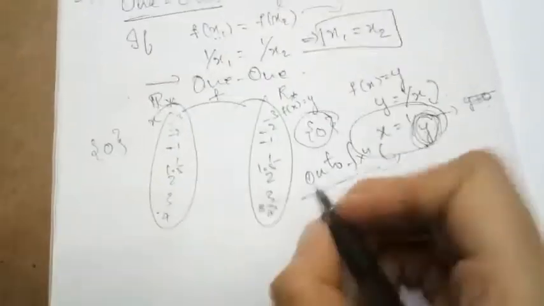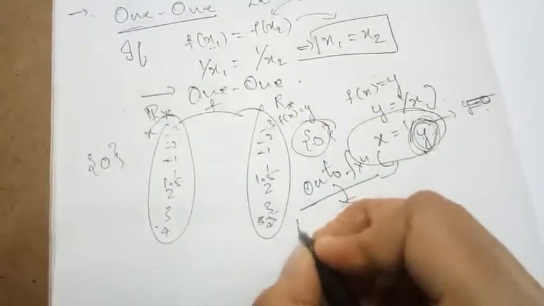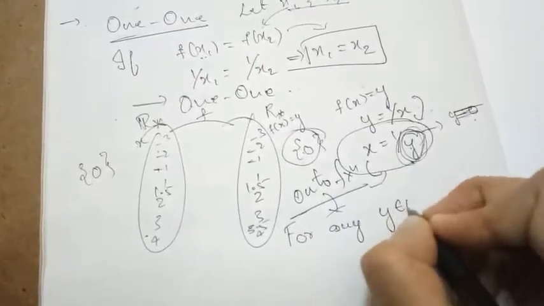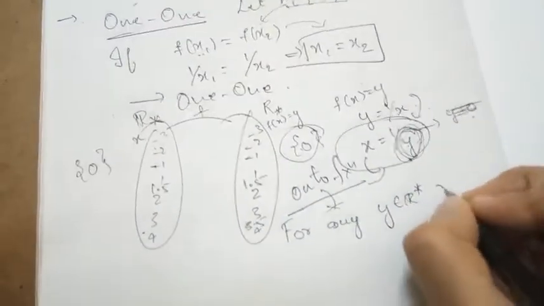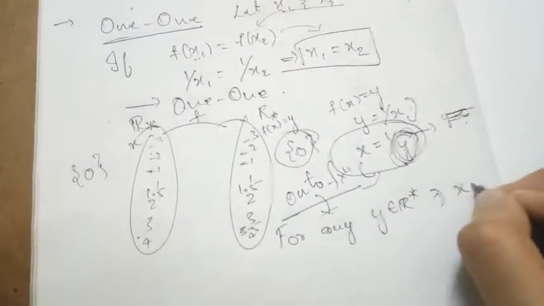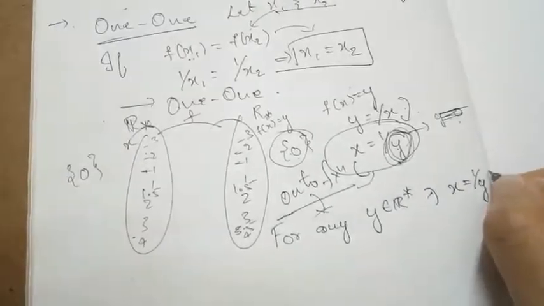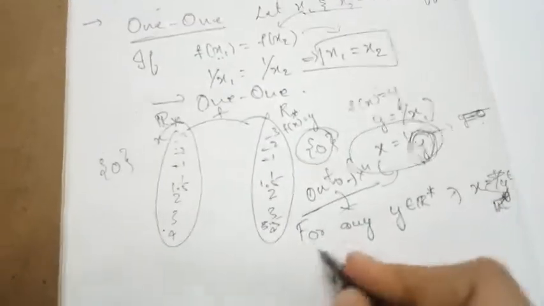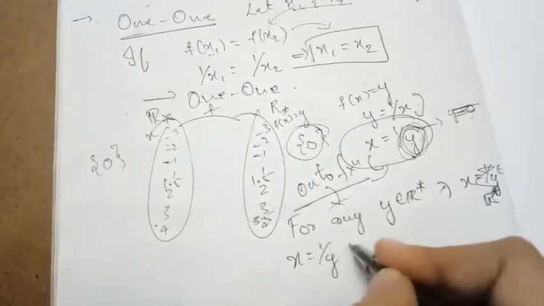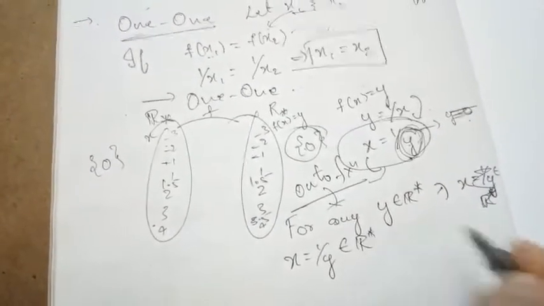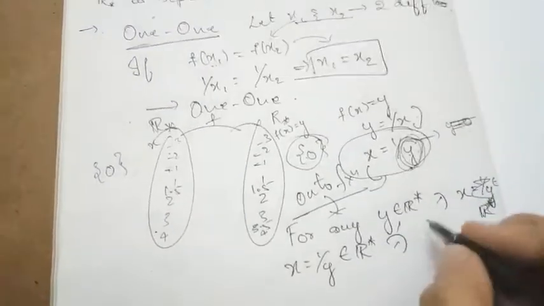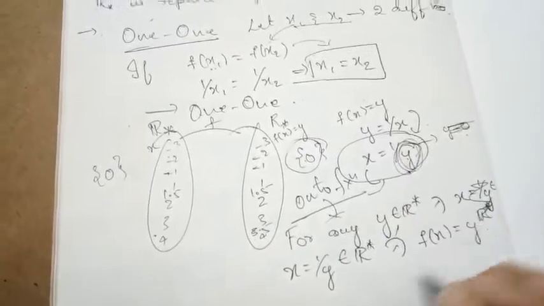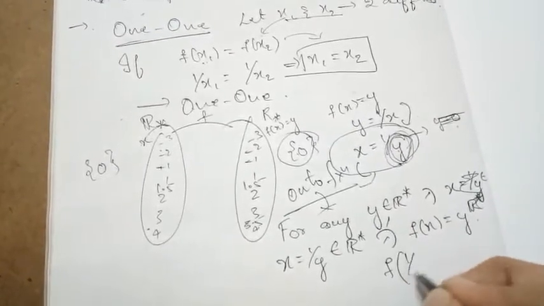How will you write it? The thing comes here. For any y belonging to R star, there exists x. How will it be x? x is equal to 1 by y, which belongs to the set R star. So there exists x equal to 1 by y, which belongs to R star, such that f of x is equal to y, that is, f of what is x, 1 by y.